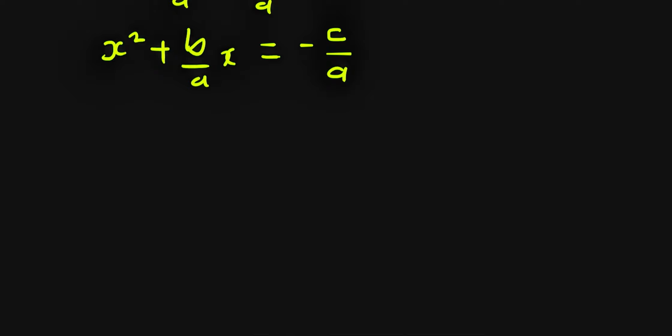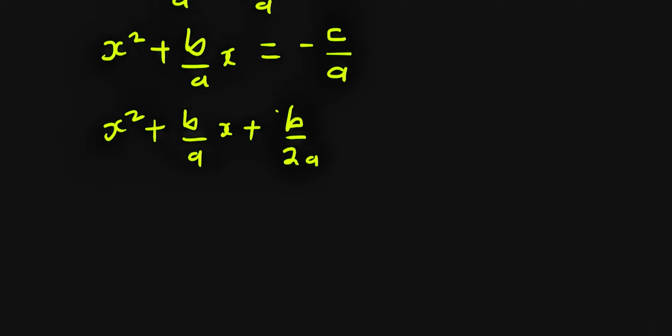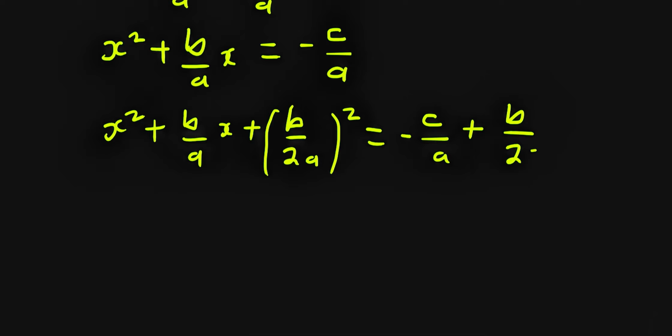So let us identify the b that we have in this equation. So let us write that. We're going to have x squared plus b over a x plus half of b. The b that we have is b over a. So we take half of that, that will be b over 2a, and then we get its square. Remember, we have to do that to the right hand side too, so that we are able to keep the balance. So we also add b over 2a squared to the right hand side.